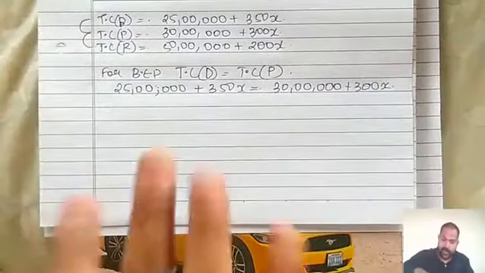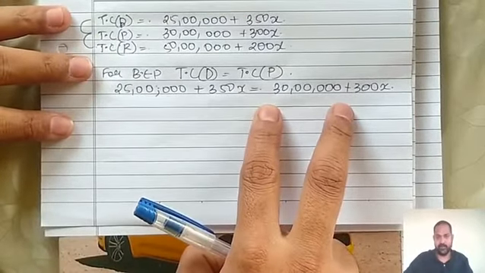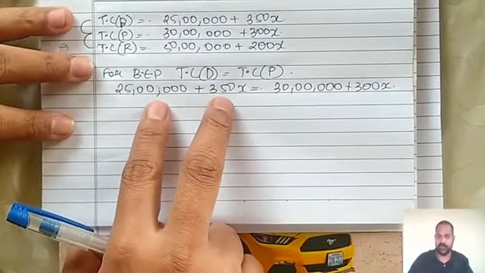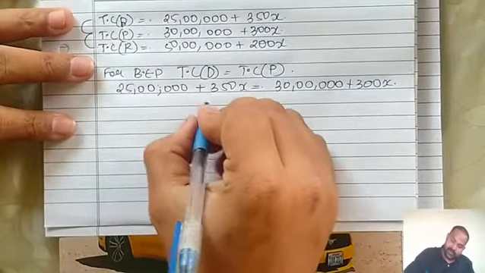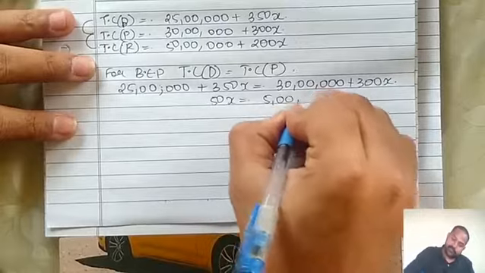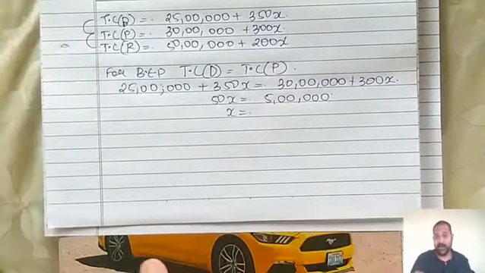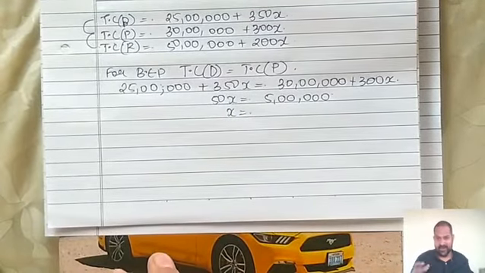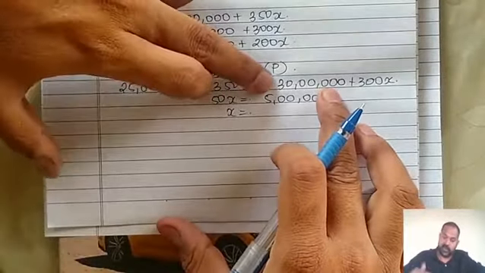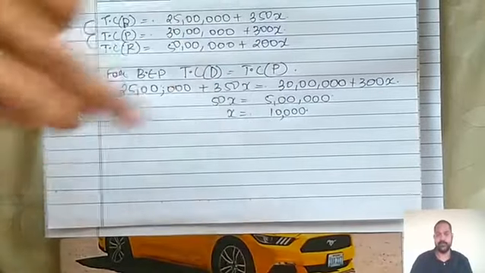I hope you understand. 25 lakh goes to the other side and subtracts, becomes 5 lakh. And 300x comes here and subtracts, becomes 50x. So I am directly writing this as 50x is equal to 5 lakh. So x is 5 lakh divided by, can I do it directly? 5 lakh divided by 50, 10 goes away and 5 ones are. So I am left with 1 and 4 zeros. So can I say 10,000?